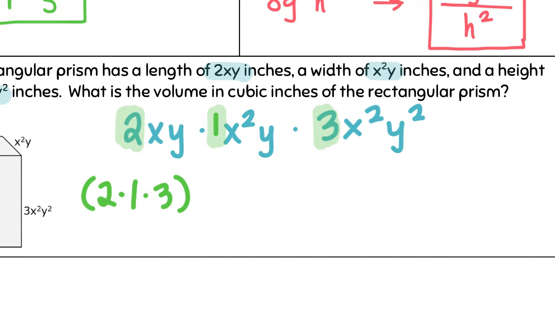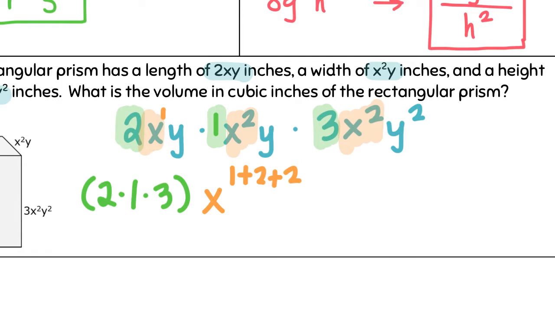Okay, then for our x's, I'm going to highlight them in each one. We want to add up their exponents. Because we are multiplying, product property says we add exponents. That first x doesn't have an exponent, but we know that there's an invisible 1 there. So we're going to have x to the 1 plus 2 power.